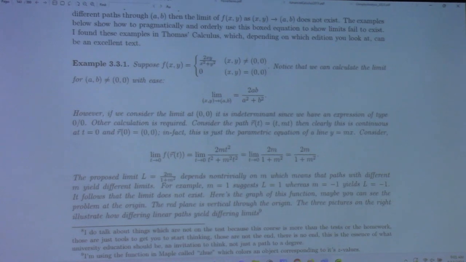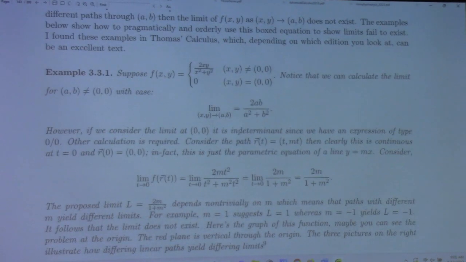So here is the example I should have started with. Here we have 2xy over x squared plus y squared. And if we plug in (a, b) not equal to 0, fine, it's continuous there. Just plug it in, done. But at 0, we have problems.